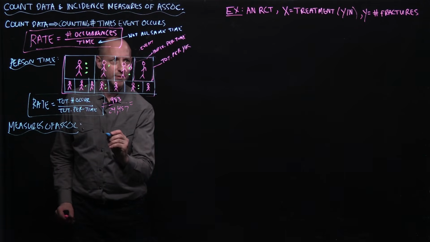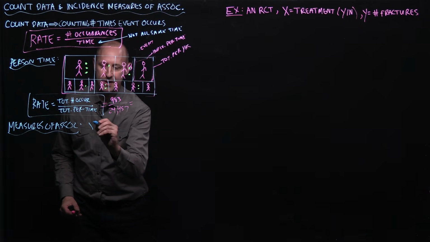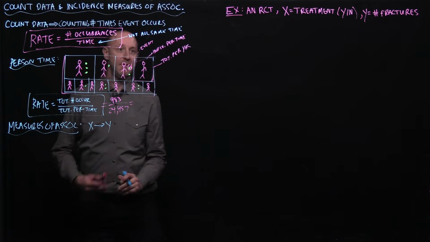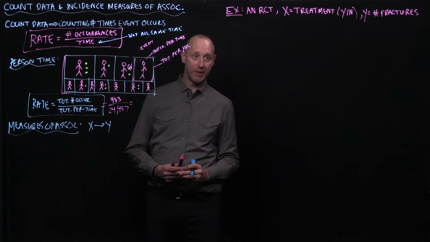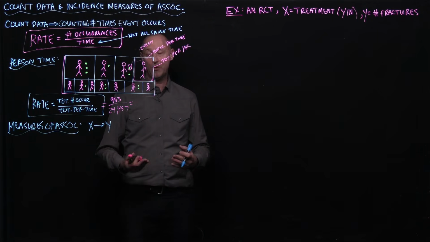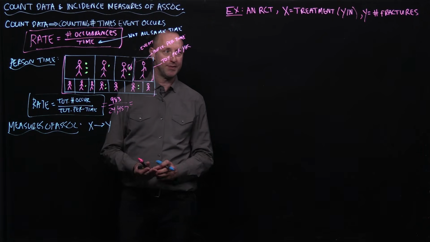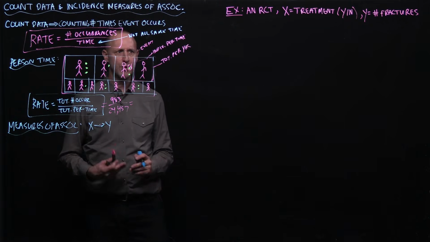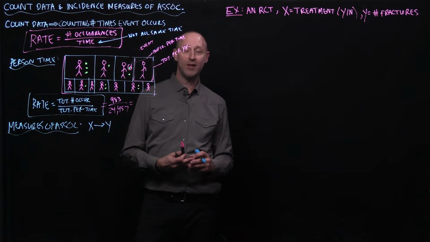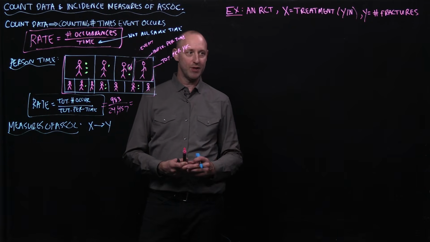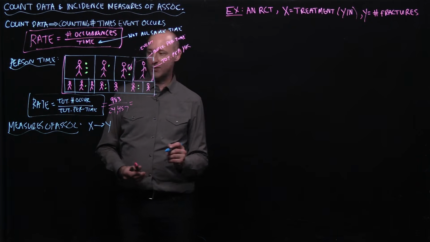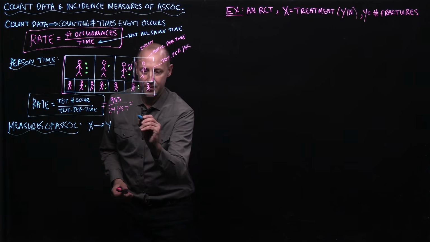So in general, we're often interested in examining the effect that X has on Y, right? What effect does treatment have on fracture rate? Does treatment tend to increase or decrease the rate of fractures? So to do so, we're going to have to calculate the incidence rate for the treatment group and the incidence rate for the exposed group. So let's look at getting those first.